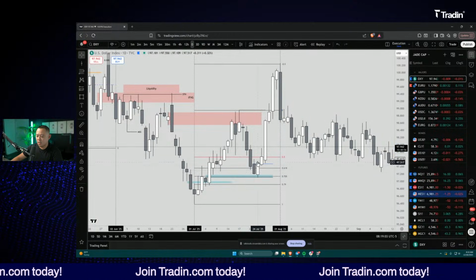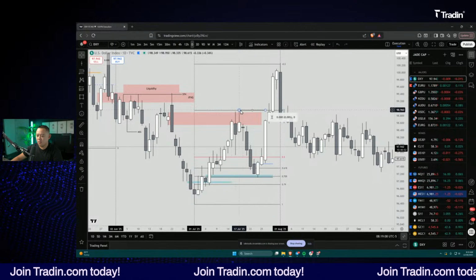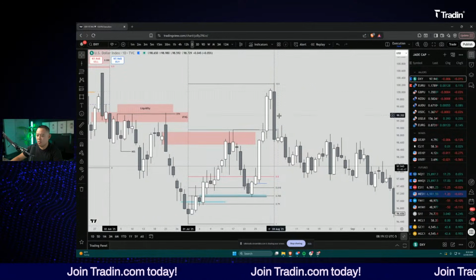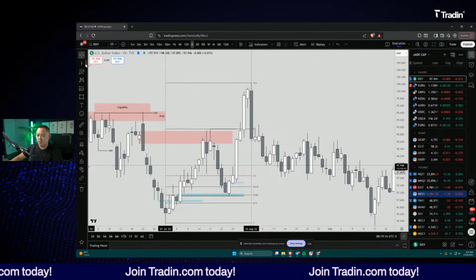And then we get a nice closure above this down close candle. We're in a discount. We have liquidity above us here. It runs to that liquidity. Okay. And then on the first day of the month, we get a run on this previous monthly high.